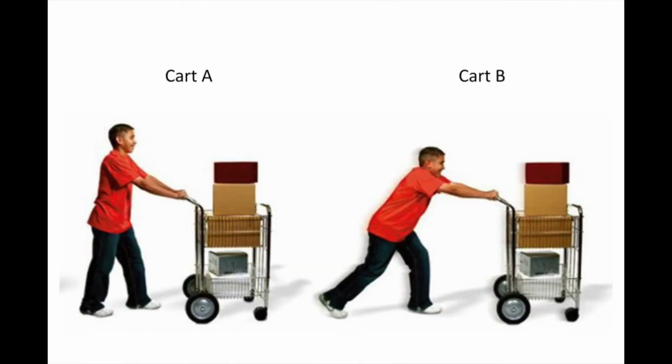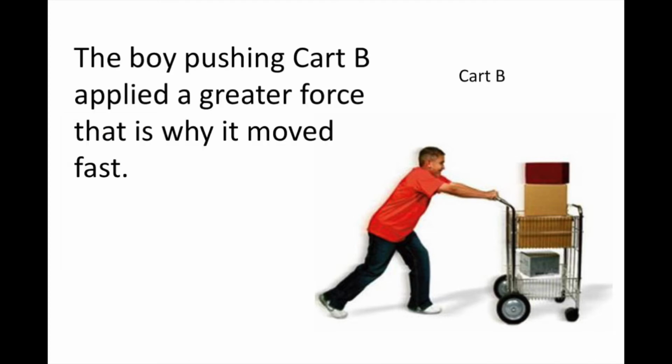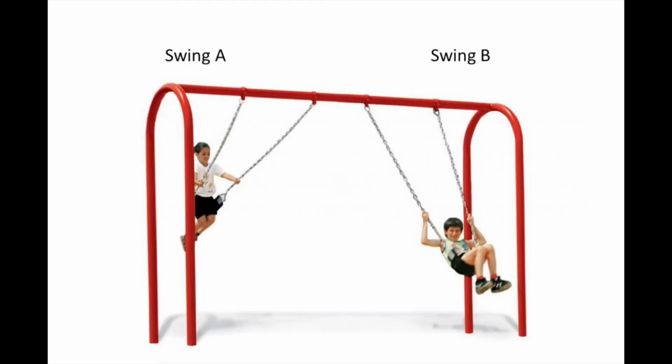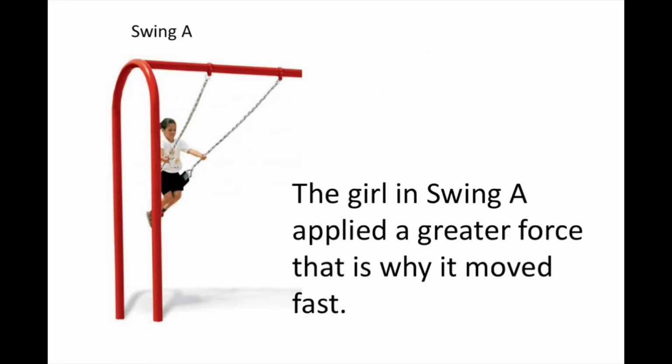Now, take a look at the picture. Both carts contain the same amount of objects in them. Which cart do you think will move fast and why? If your answer is cart B, you are correct. The man pushing cart B applied more force on it, that is why it moved fast. On the next picture, which child do you think exerted more force on the swing? If your answer is the child on swing A, you are correct. She applied greater force on the swing, that is why she went higher than the other child.